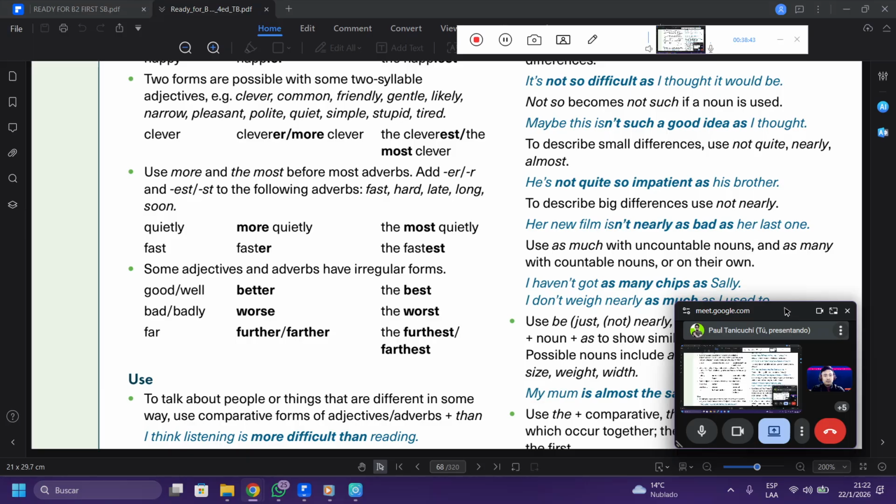It could be, he's not nearly so stubborn as his brother, or as his father. Okay, perfect. Nice. Well done.